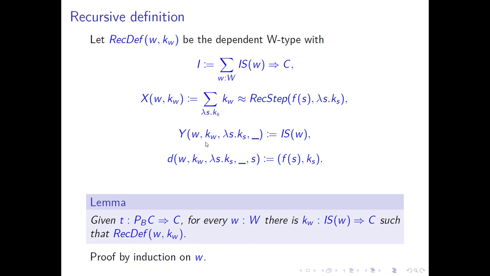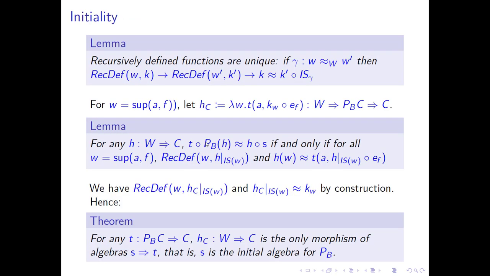So actually you strengthen the conclusion and it becomes provable. That's because you want to use the conclusion in induction, of course. Right, and once you have this, then it's almost done, because then you can prove that the recursively defined functions are unique, as you would expect. So if you have two equal trees, and both of them have functions which are recursively defined, then the two functions are equal up to the transport over this equality.